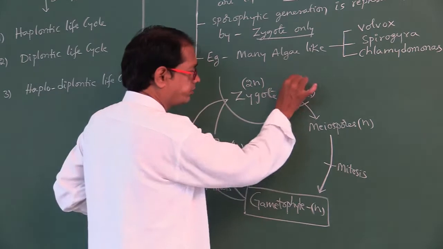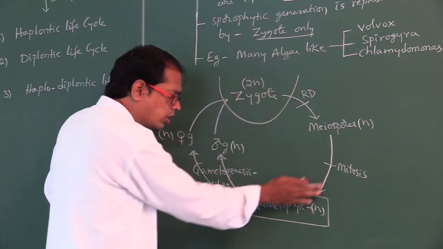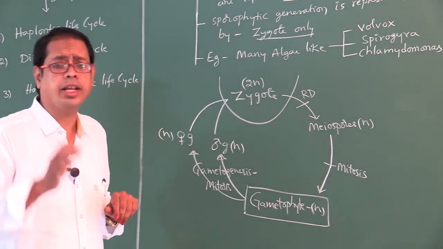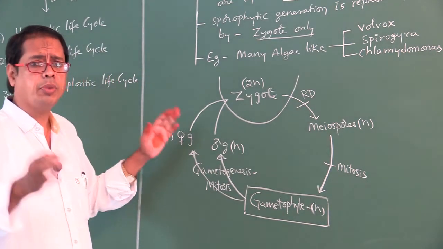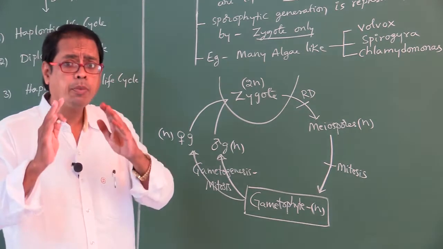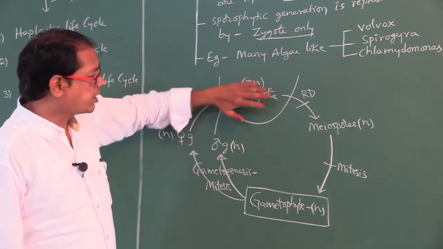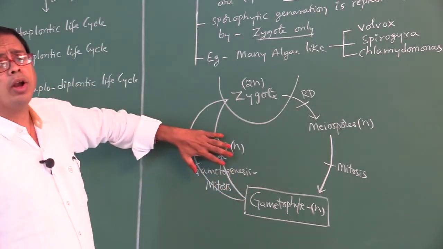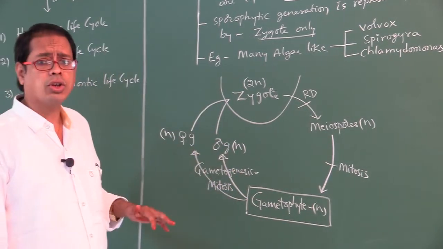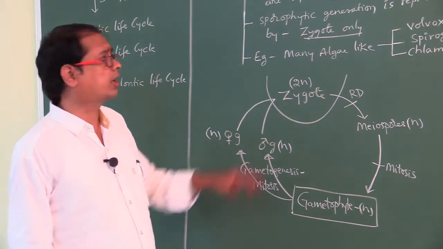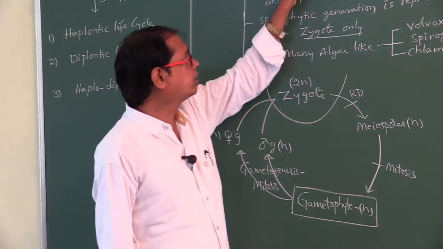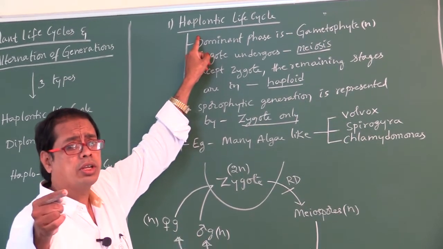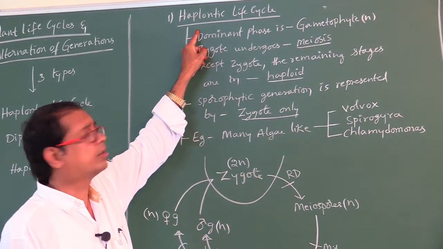Except zygote, all the remaining stages are haploid in nature. That's why this type of life cycle is so called haplontic life cycle. The dominant phase is haploid, so you have to start the life cycle with gametophyte.